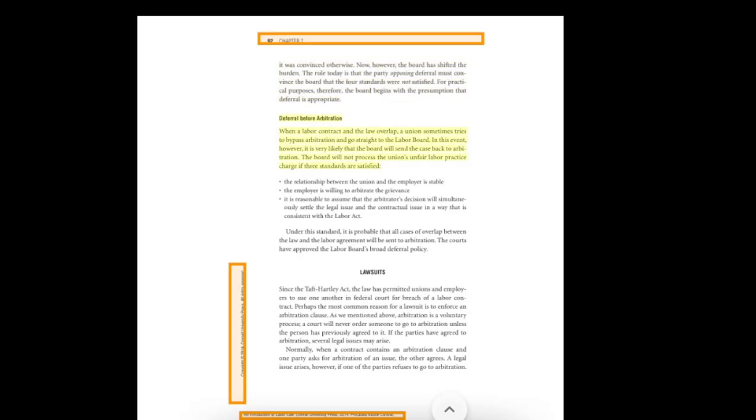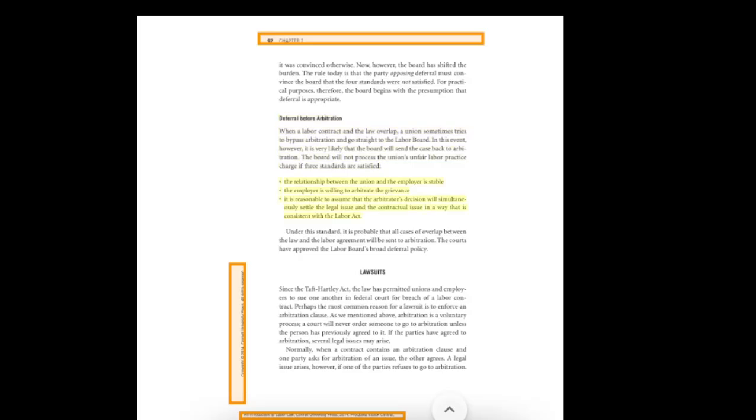Deferral before arbitration. When a labor contract and the law overlap, a union sometimes tries to bypass arbitration and go straight to the labor board. In this event, however, it is very likely that the board will send the case back to arbitration. The board will not process the union's unfair labor practice charge if 3 standards are satisfied.